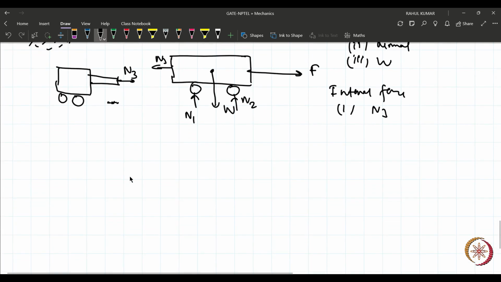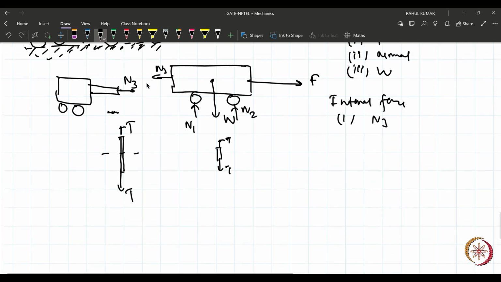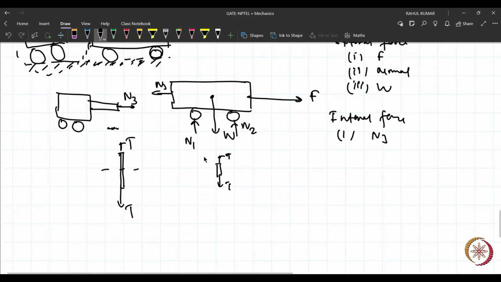The tension in the string is also an internal force, because suppose you break a string here, with tension T on both sides. At the breaking point there will be a tension, and that tension is also equal to this T, because the system is in equilibrium and this T must be equal. If these two are not equal, then the system is not in equilibrium. That's why it is an internal force. Are you getting my point?